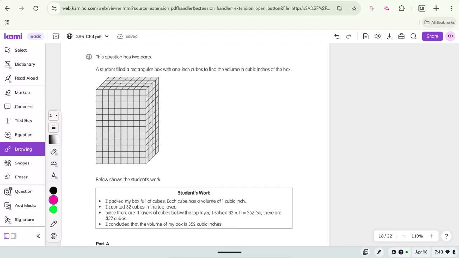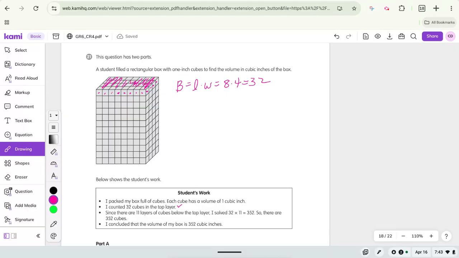Well, if we look at the top layer, there are 1, 2, 3, 4, 5, 6, 7, 8 cubes across, and it's 1, 2, 3, 4 cubes deep. So we would call this the base, basically the area of the base is length times width, or 8 times 4, or 32. So that top layer, you could also call it the bottom layer, is correct. That's 32.